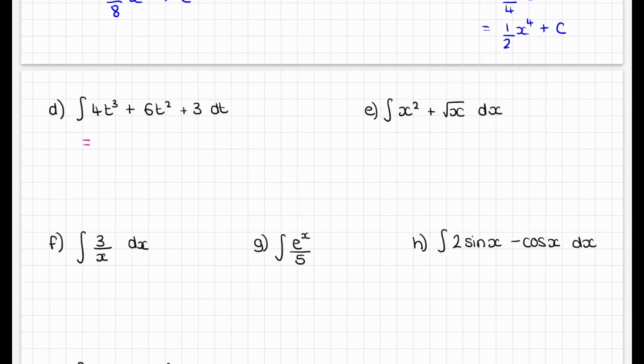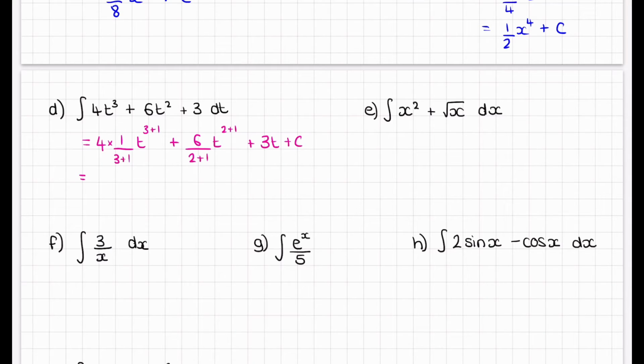So 4t cubed would be, we leave the number at the front, multiplied by 1 over, add 1 to the power, so 1 over 3 plus 1, and then t, and then add 1 to the power here, so 3 plus 1. Now what else we could do with this is we've got 6t squared. So the integral of this, rather than doing 6 times 1 over, we can just do 6 over, and then the power number, which was 2, plus 1, t to the power of 2 plus 1, plus the constant of 3, so we just add the t there and then plus c to the end.